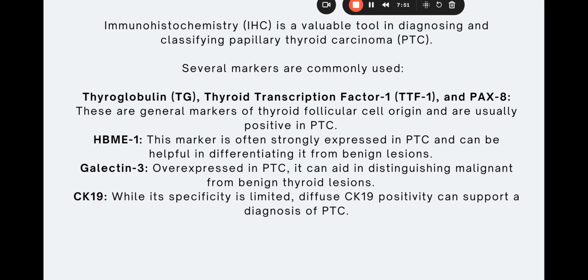HBME1 is strongly expressed in PTC oftentimes, and it can be helpful in differentiating from benign lesions. Galectin-3 is another one. It can be overexpressed in PTC to help distinguish between malignant and benign thyroid lesions. CK19 positivity, diffuse positivity, can support a diagnosis of PTC as well.